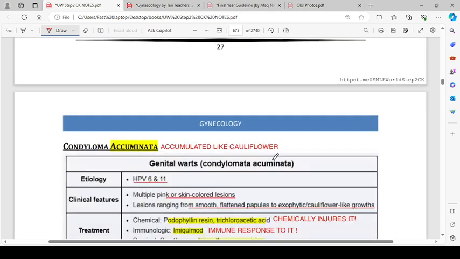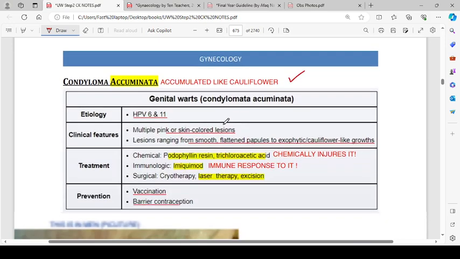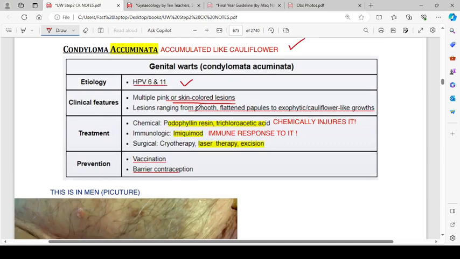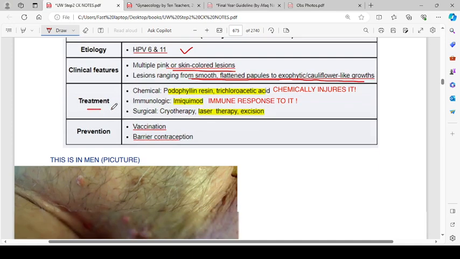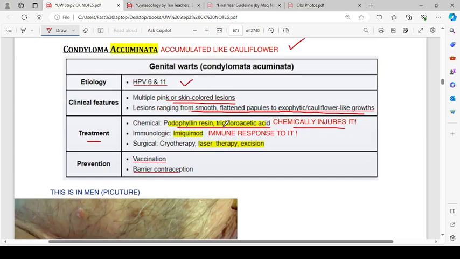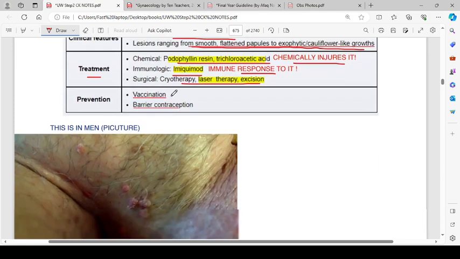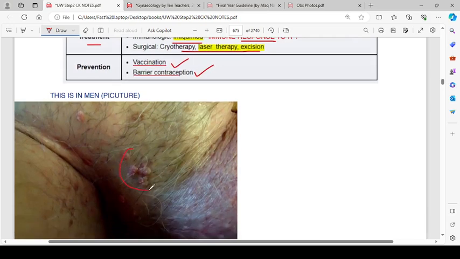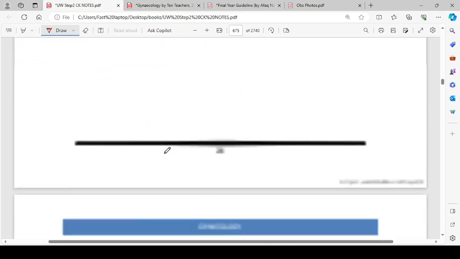Then condylomata acuminata, accumulated like cauliflower. Etiology is HPV 6 and 11. The clinical features are multiple pink or skin colored lesions, ranging from smooth flattened papules to exophytic cauliflower-like growths. Treatment. Chemical podophyllin resin, that is trichloroacetic acid, chemically injures it. Immunologic, that is imiquimod. Immune response to it, and surgical is with cryotherapy, laser therapy, and excision. Prevention is with vaccination and barrier contraception. So this is a picture of condylomata acuminata.